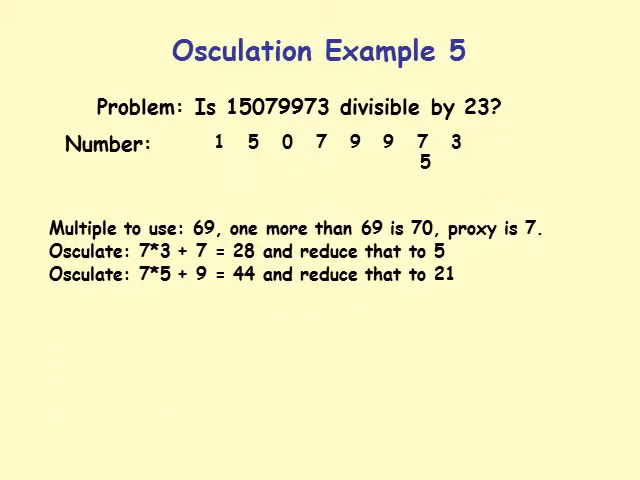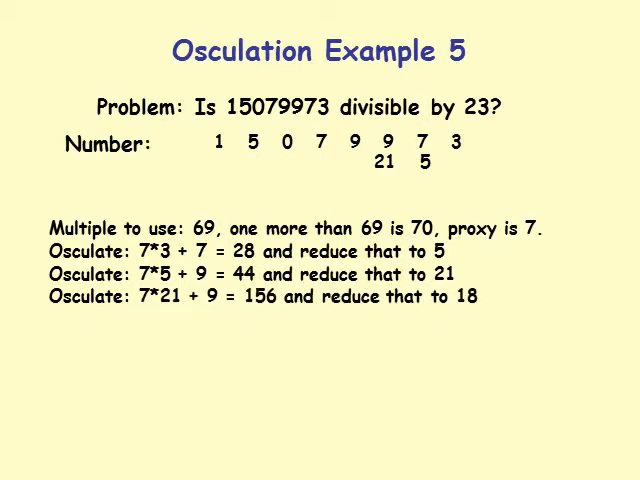Now we're going to osculate this 5 on the right and 9 on the left. 7 is the proxy here. 7 times 5 plus 9 is 44. 44 is more than 23, we subtract 23 from here, and we get 21.